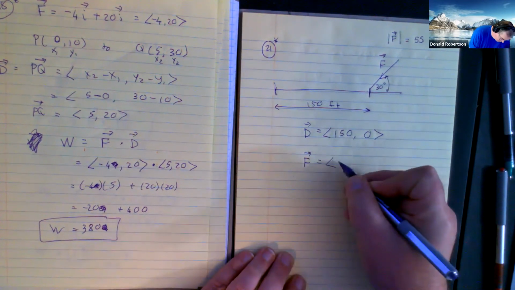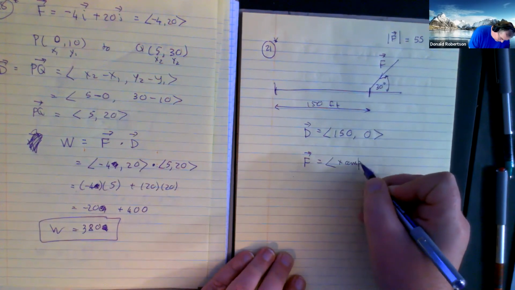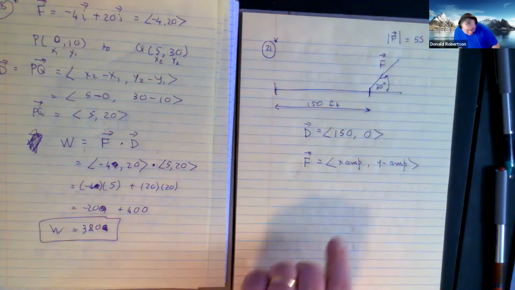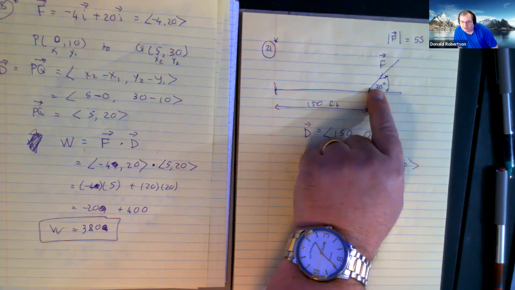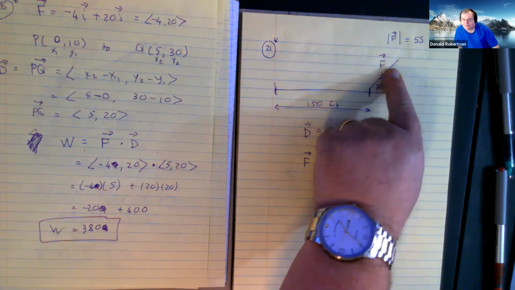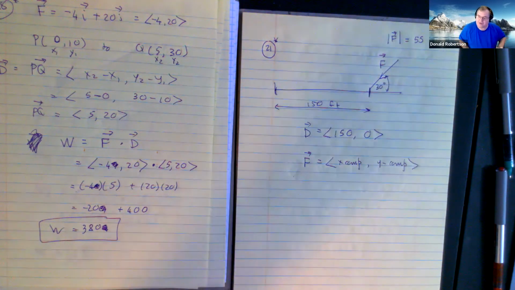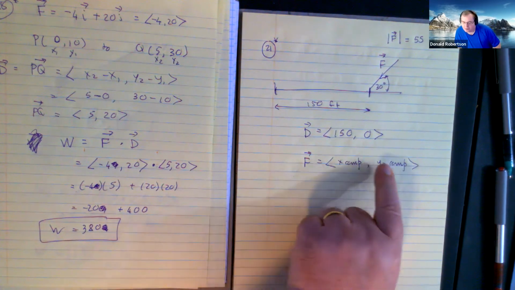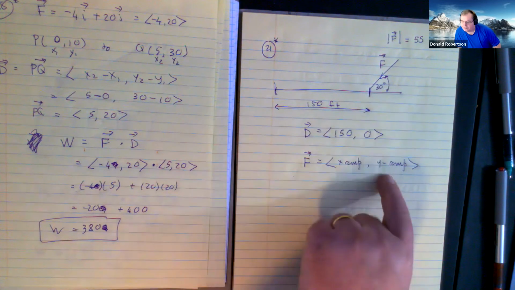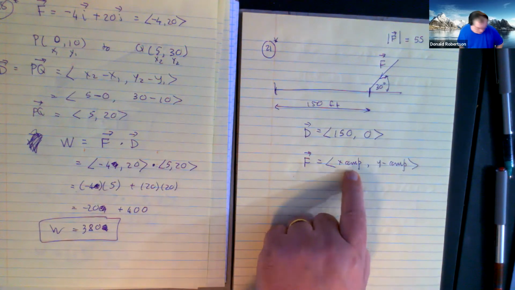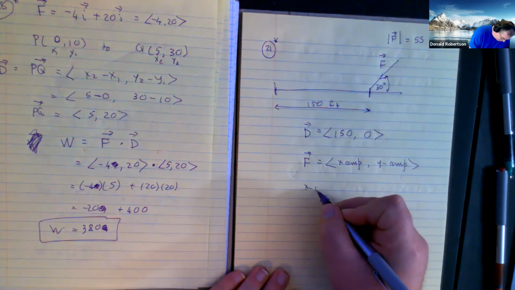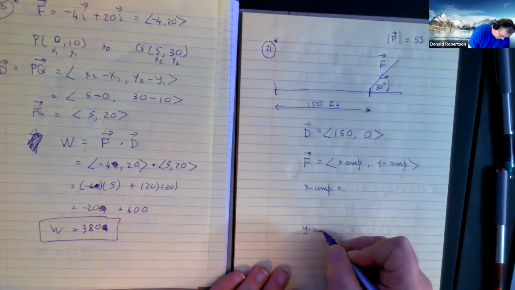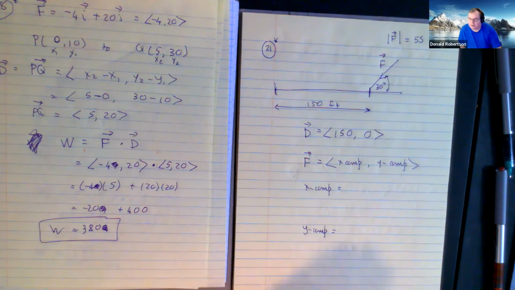Now, the problem is I don't yet have the x and y components of my vector F. I know it makes an angle of 30 degrees, and I know the magnitude is 55 because he's pushing with 55 pounds of force. But don't I need to know these as numbers, and then I can do the dot product? So we have to figure out how to find the x component, and then the y component. And then we can get the answer.